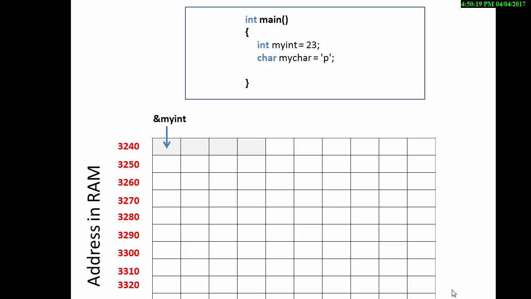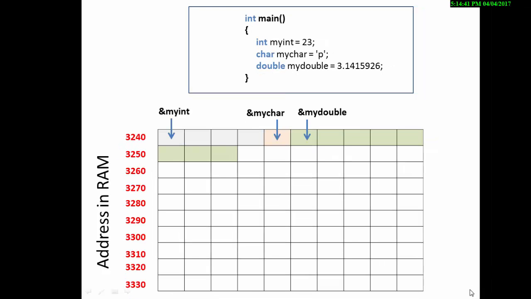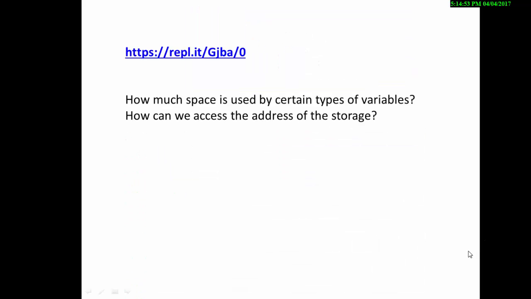If I declare a character called mychar, it takes up 1 memory location. If we declare a double variable, in this case mydouble, it will take up 8 memory locations. A reasonable question you might ask is, how did I know that an integer will take up 4 memory locations and a double 8? Well, the simple answer is you can find out using C++ code.